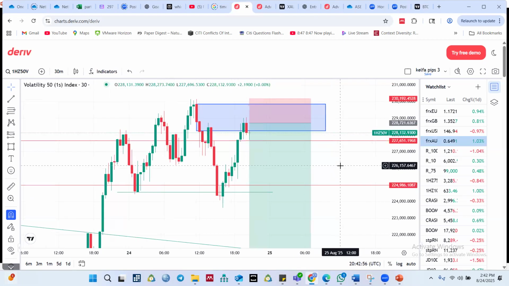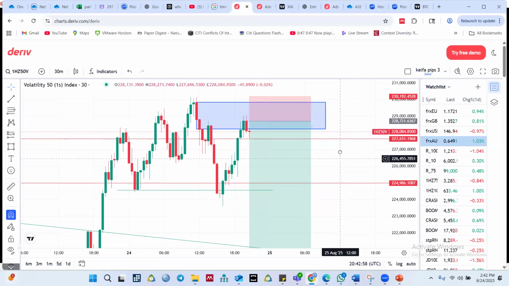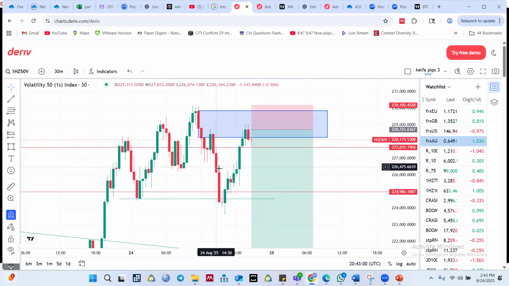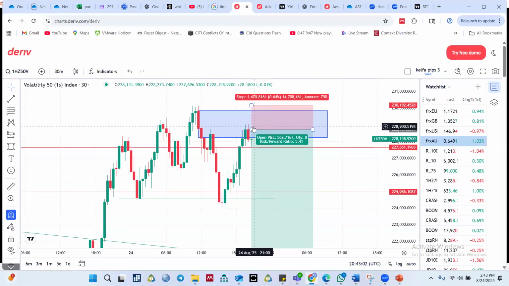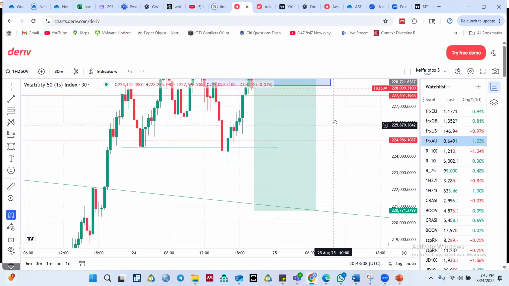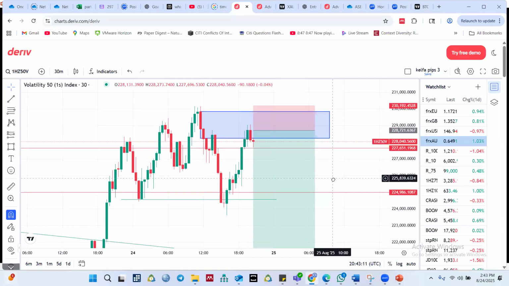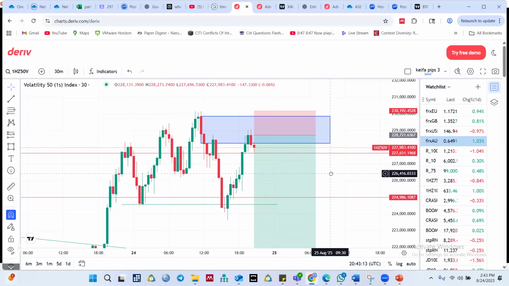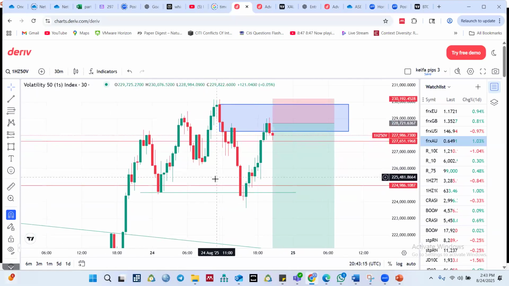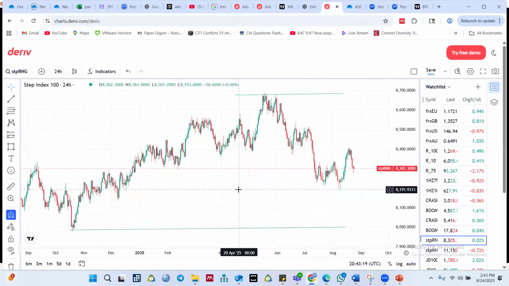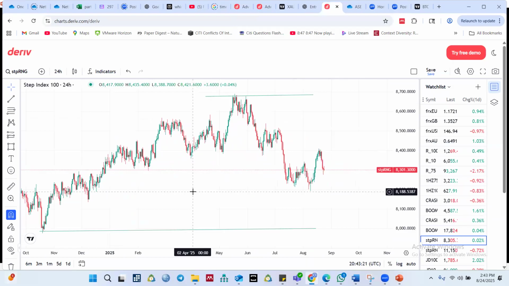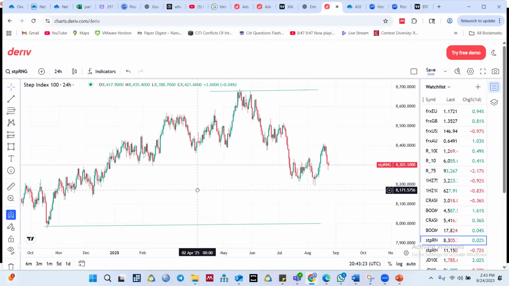Yeah, so this is 50 index. I will explain why I'm looking out for if price will sell off this area. Maybe I'll explain as we go into the class. Yeah, so I'll explain this. Okay, so let's continue before you get me the data.